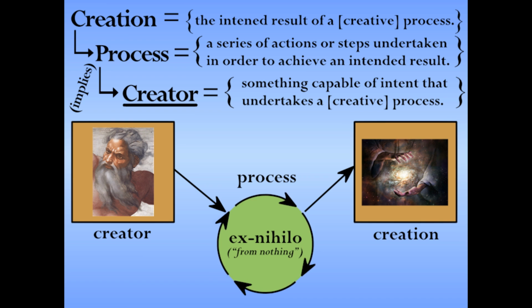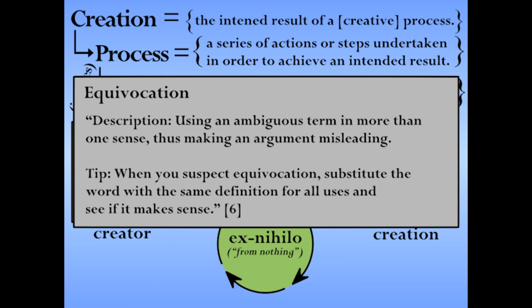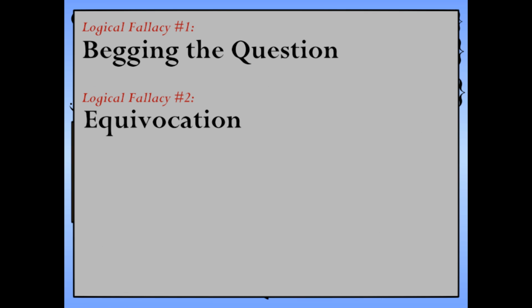Now, since this argument is using two different notions of the word creation as demonstrated here, this argument also commits the fallacy of equivocation, which is basically using two different definitions for the same word within an argument. An amusing example of an equivocation fallacy that I've heard: Premise 1, all stars are exploding balls of gas. Premise 2, Miley Cyrus is a star. Conclusion, Miley Cyrus is an exploding ball of gas. So this renders this argument from analogy guilty of two logical fallacies, rendering the conclusion unsupported.